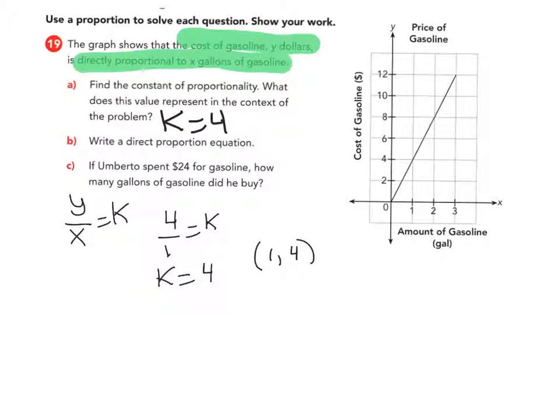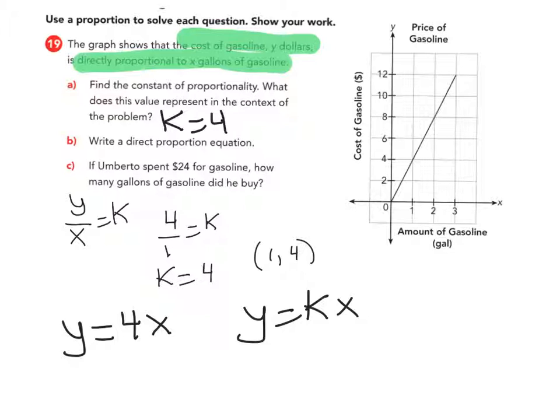Now I can do part B, which says write the direct proportion equation. If I know the value of K is equal to 4, my equation is going to be Y is equal to 4X. Because remember, in a direct proportion equation, it's Y is equal to K times X, and since I know that K is 4, the very last thing I need to do is part C.